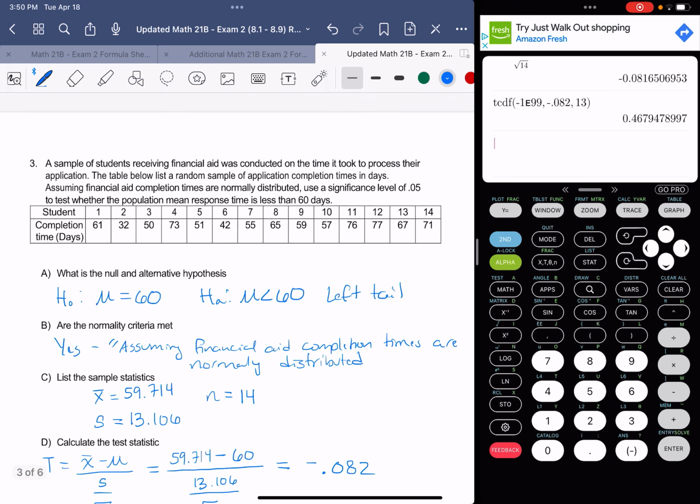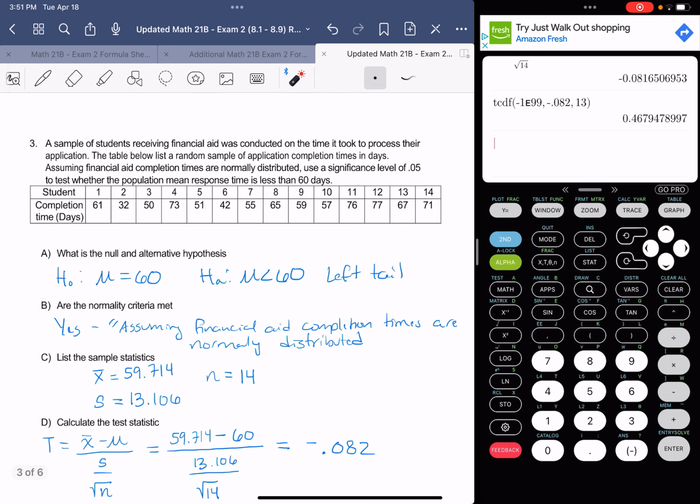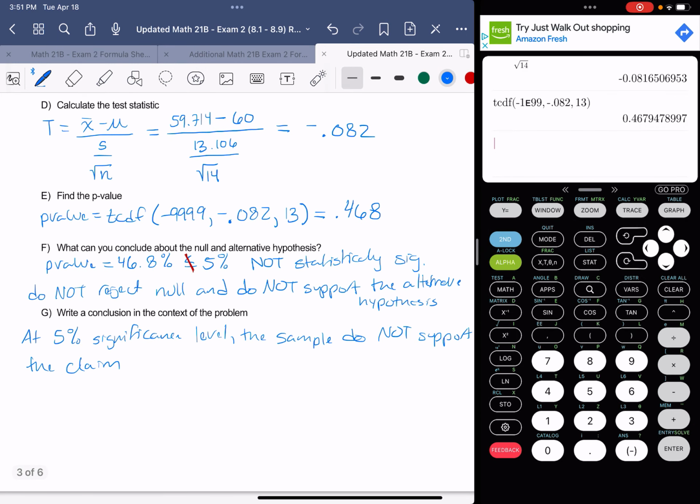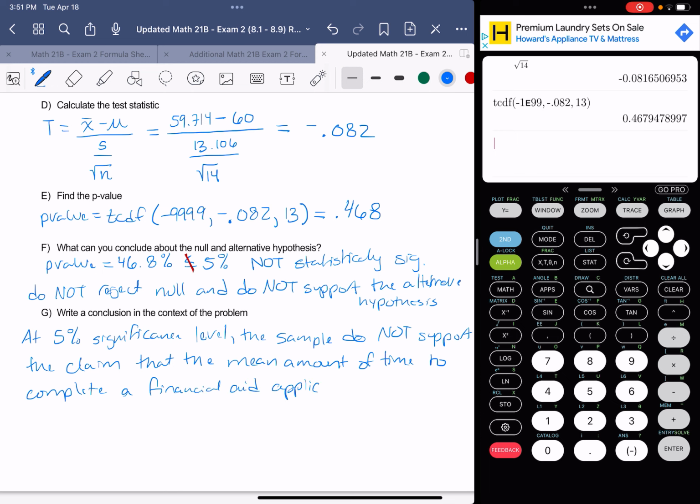And again, look back up here if you need to refresh your memory what the claim even was. What we're testing is whether the population mean response time is less than 60 days, right? That's what we were testing. So we do not support the claim that the mean amount of time to complete a financial aid application is less than 60 days.